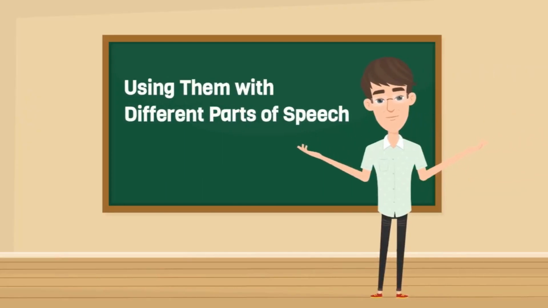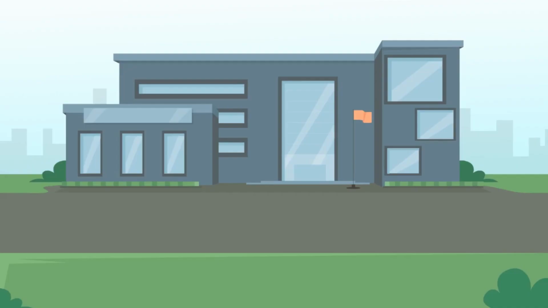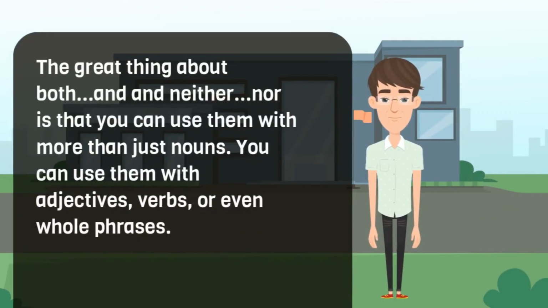Using them with different parts of speech. The great thing about both... and and neither... nor is that you can use them with more than just nouns. You can use them with adjectives, verbs, or even whole phrases.